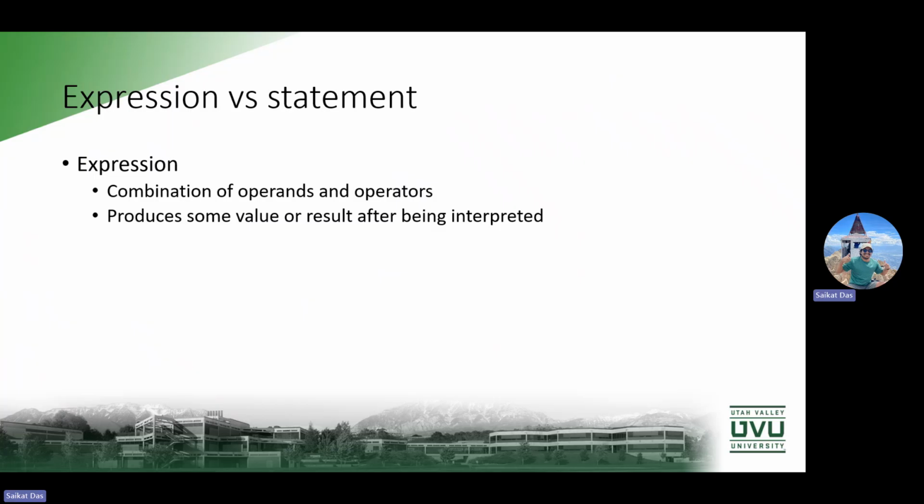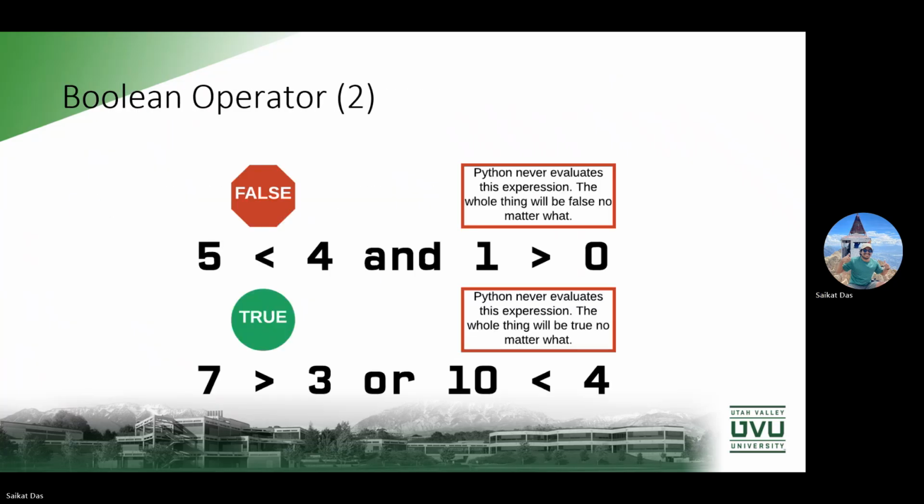That means this is the expression. Why? It is the combination of operand and operators. Operators, operators, these are operands. And finally, it produces a value. If it can produce a value, only then we can say it is the expression. Like this is our expression. These are the expression. It produced some value. What value? True or false? 1 or 0.